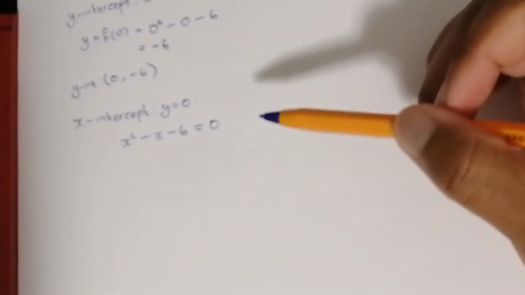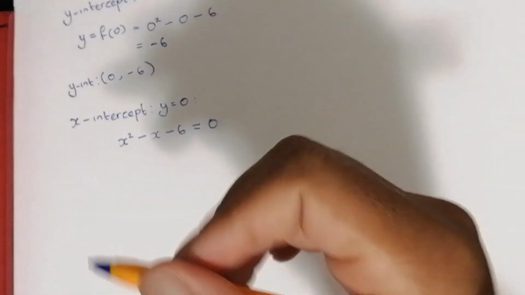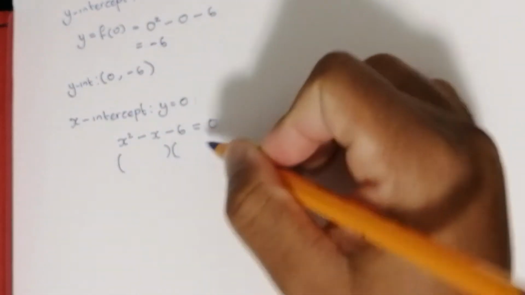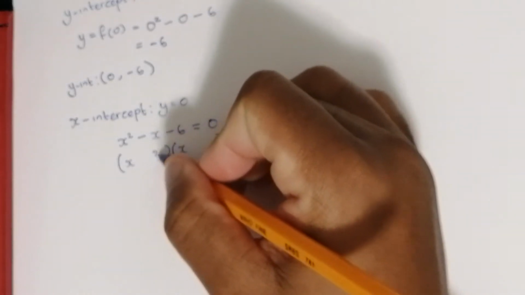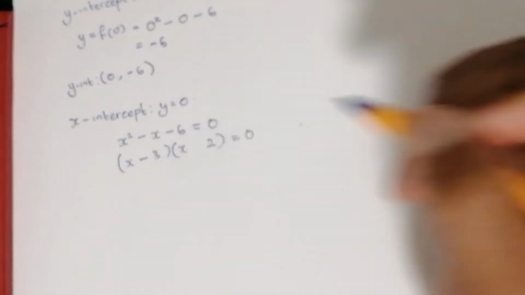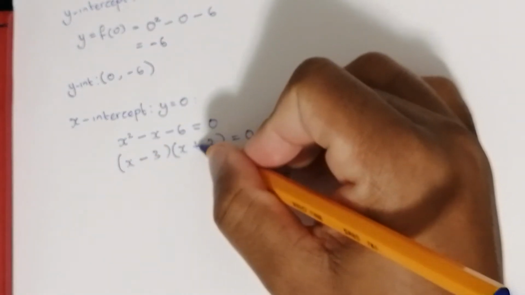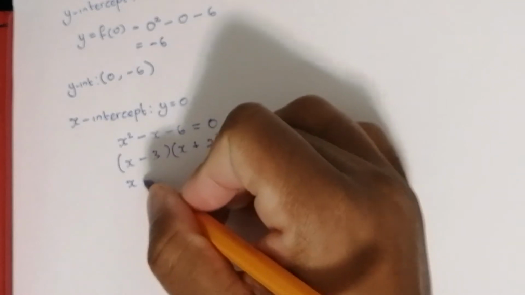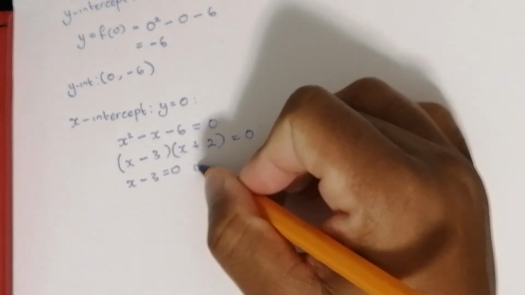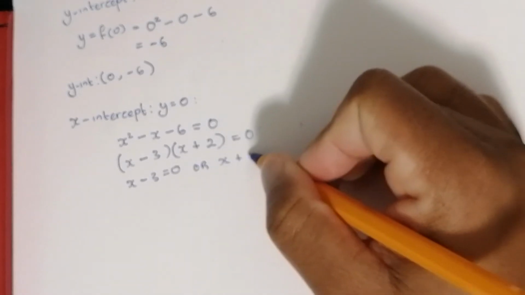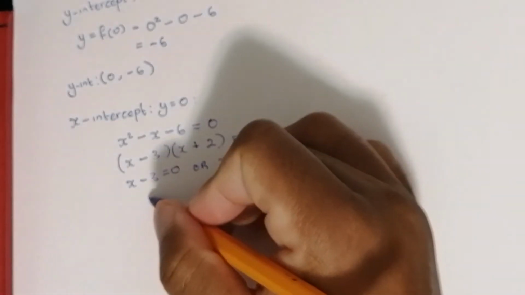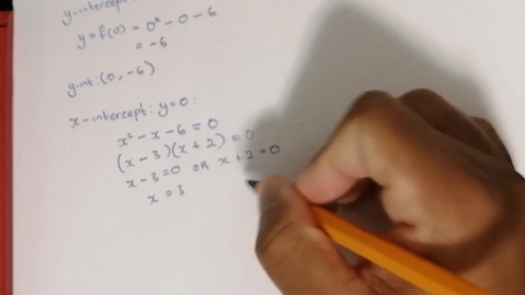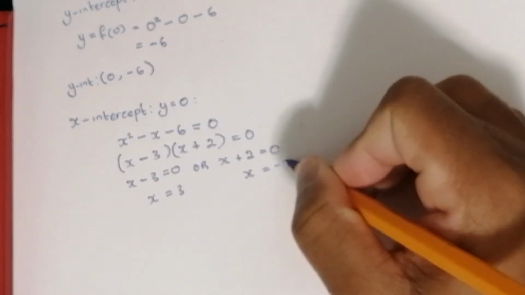Once you have this, we solve for x now. We're trying to find the values of x where y is equal to 0, and we do that by factorizing. So we have x, and then we get 3, 2, put minus 1 here, and then negative times negative is positive. Therefore, x minus 3 equals 0, or x plus 2 equals 0, right? That gives us x equals 3 or x equals negative 2.